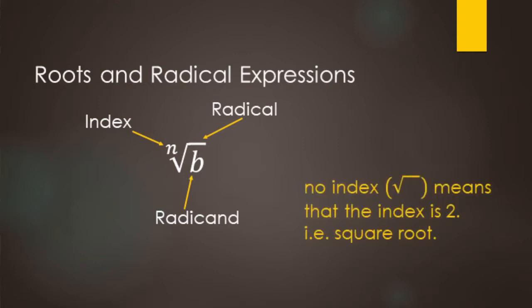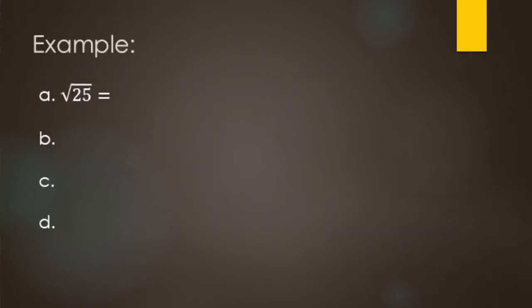Now, there are going to be some times, and actually all of the ones that we've done so far, where we don't actually have a number here. If there's no number there, it's automatically an index of 2, and we've called that square root. All right, let's look at a couple of examples. We've got square root of 25. This is asking the question, 2 of what number, and it's got to be the same number, when multiplied makes 25. That's going to be 5, because 2 5s being multiplied equals 25.